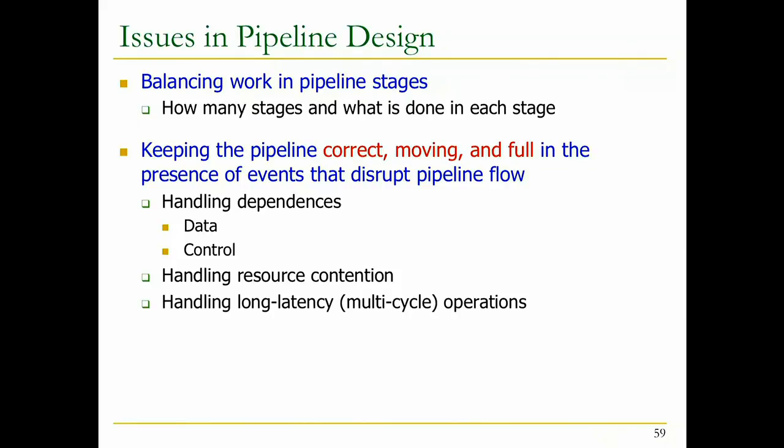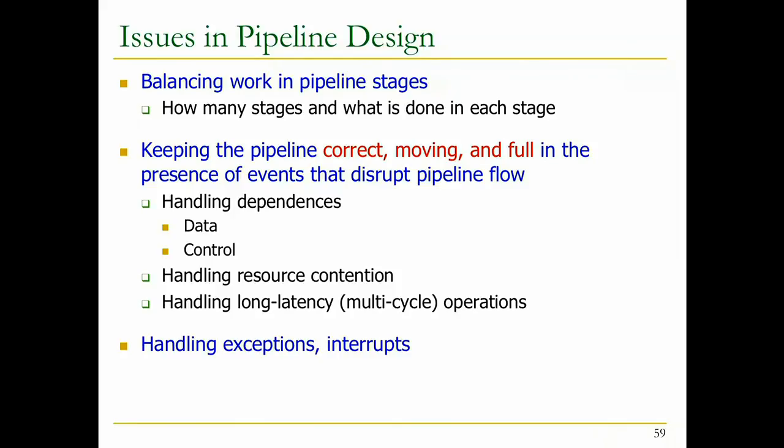How do you handle long latency operations? And how do you keep the pipeline correct, moving and full when you have a long latency operation? If the memory takes 500 cycles, how do you keep the pipeline moving? That's going to be very tough with a beautiful pipeline design that just looks like what I've shown you. You'll need to do something else to be able to handle that very long latency operation.